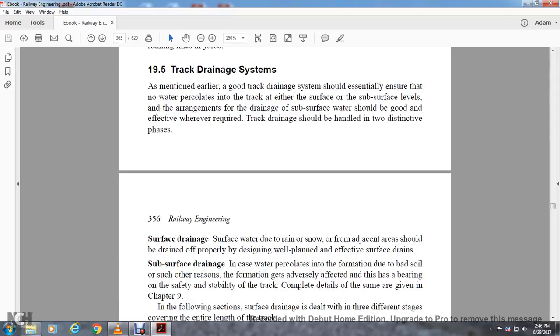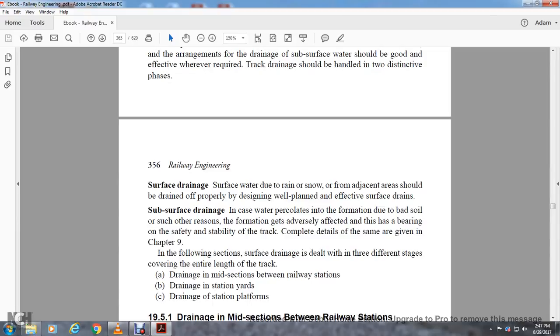Surface drainage. The surface water due to rain, and the adjacent area, should be drained properly through well-designed, well-planned, effective surface drains. Subsurface drains. In case of water percolation into the formation due to bad soil, the formation will be adversely affected, which impacts the bearing strength and stability of the track. Complete details of the same are given in Chapter 9.